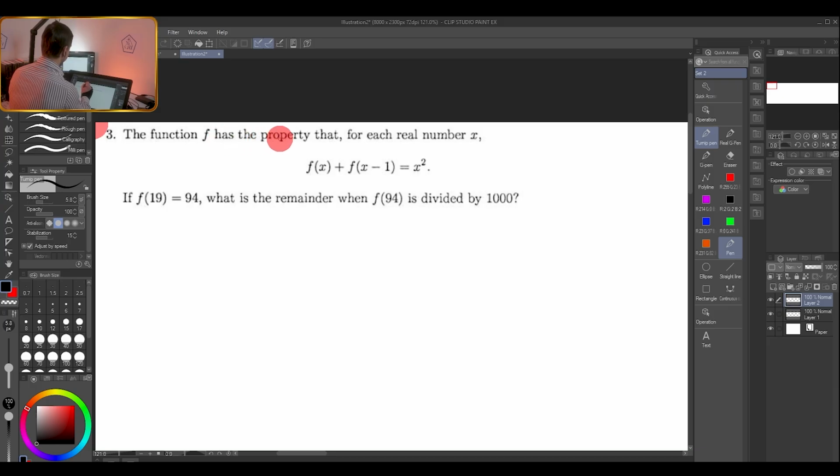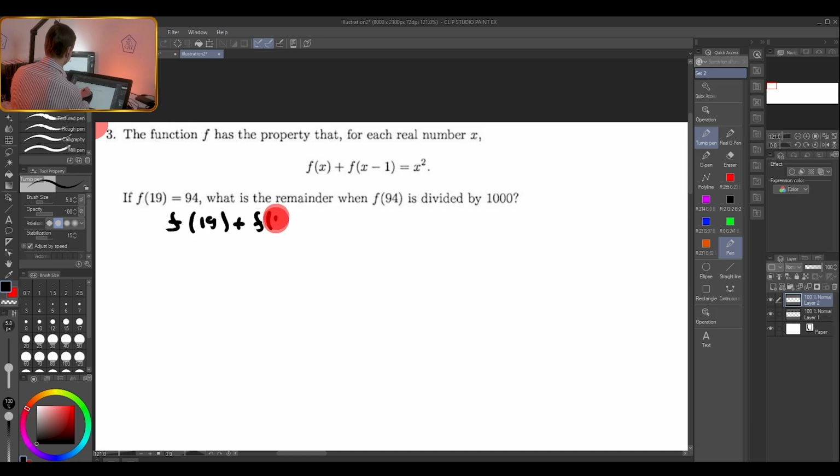So we have a function f with a property that for each number x, f of x plus f of x minus 1 equals x squared, and f of 19 equals 94. What is the remainder when f of 94 is divided by 1000? So immediately we need to understand that basically they want us to find f of 94. And how most people try to solve this problem: they know f of 19, so they immediately try to substitute here 19 instead of x. So let's try to do it.